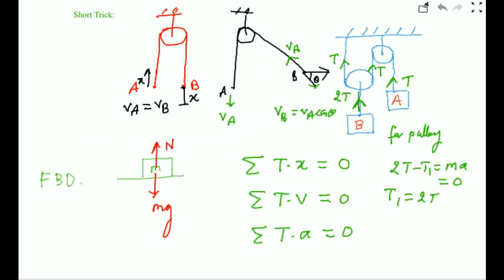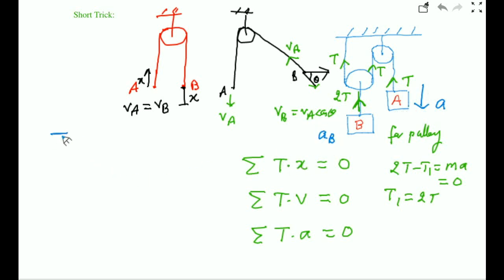Now we have two blocks, one is block A, another is block B. Find the relation between the acceleration of A and B. So how to find it? Suppose A is going with acceleration a in the downward direction. What is the acceleration of B? What you have to do, this is very important, T into a equals 0. And you only have to write it for masses, because if you have mass then you have work done. So only go for the masses, here A and here B.